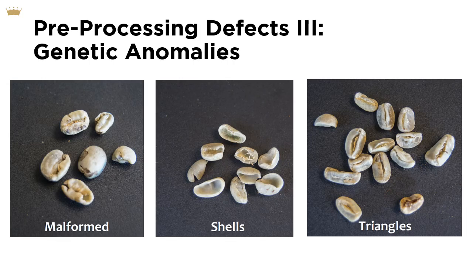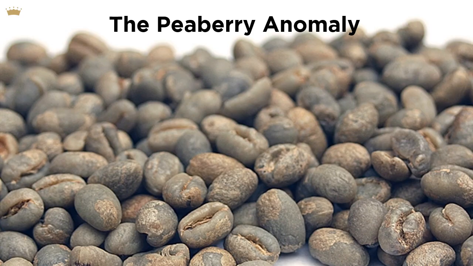So we covered peaberry a little bit in the density section of this four-part series, but it's also worth talking about in terms of physical anomalies. The peaberry, referred to as caracol in Latin America, is a genetic anomaly that occurs in about 5% of most coffees, resulting in a single seed rather than the facing pair inside the cherry.